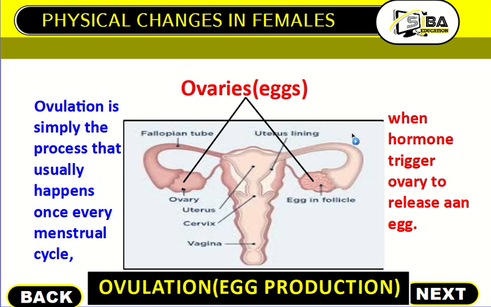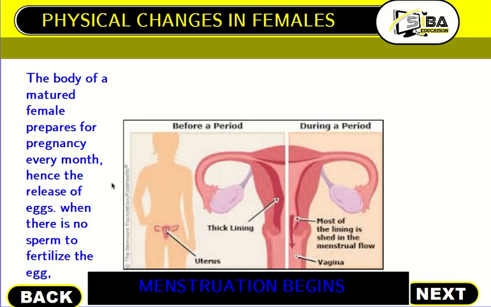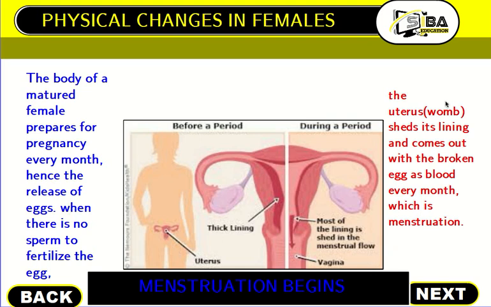So we are saying that there is ovulation for females at puberty, and then there is also menstruation. Menstruation begins for females at puberty. We are saying that the body of a mature female prepares for pregnancy every month, hence the release of eggs. So the release of eggs is called ovulation. When there is no sperm to fertilize the egg, the uterus or womb sheds or breaks its lining and comes out with the broken egg as blood every month, which is menstruation.